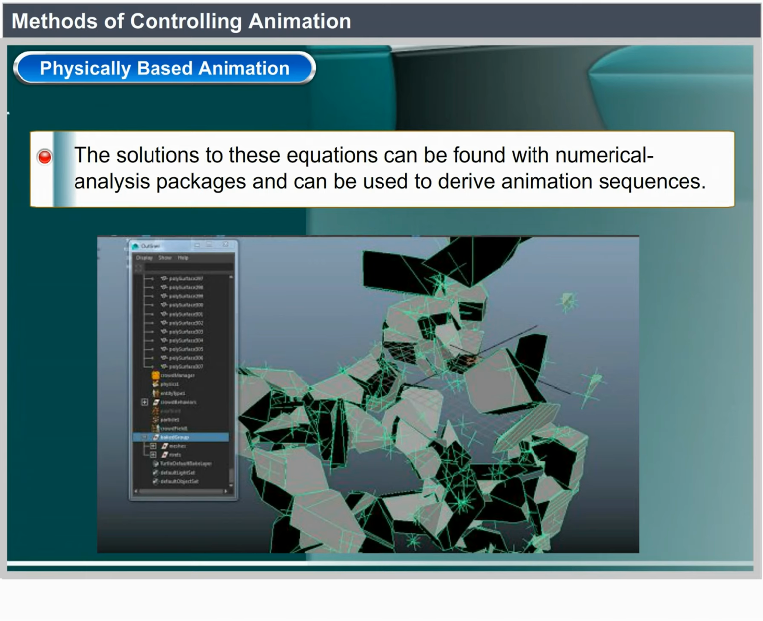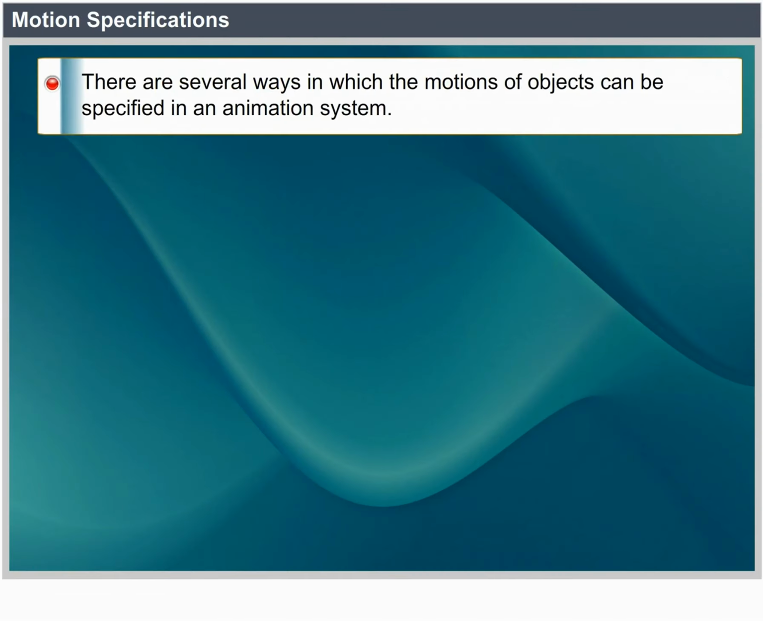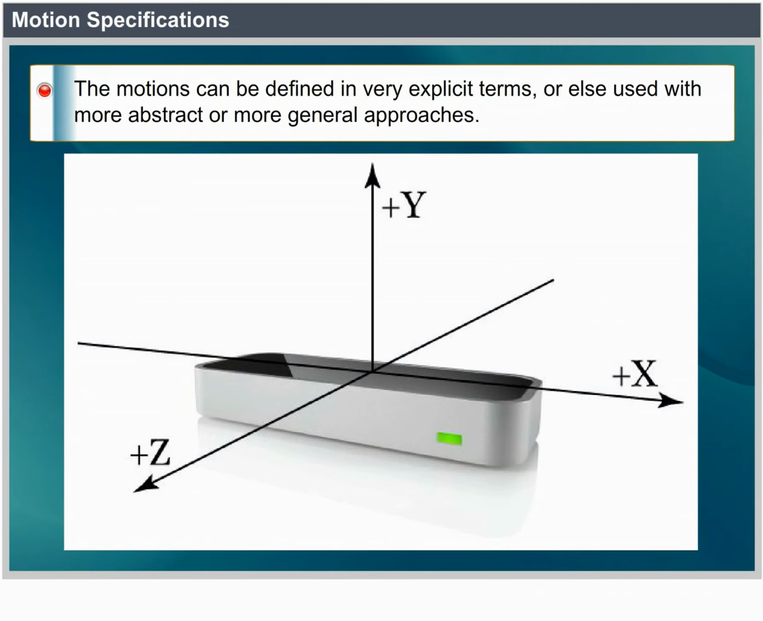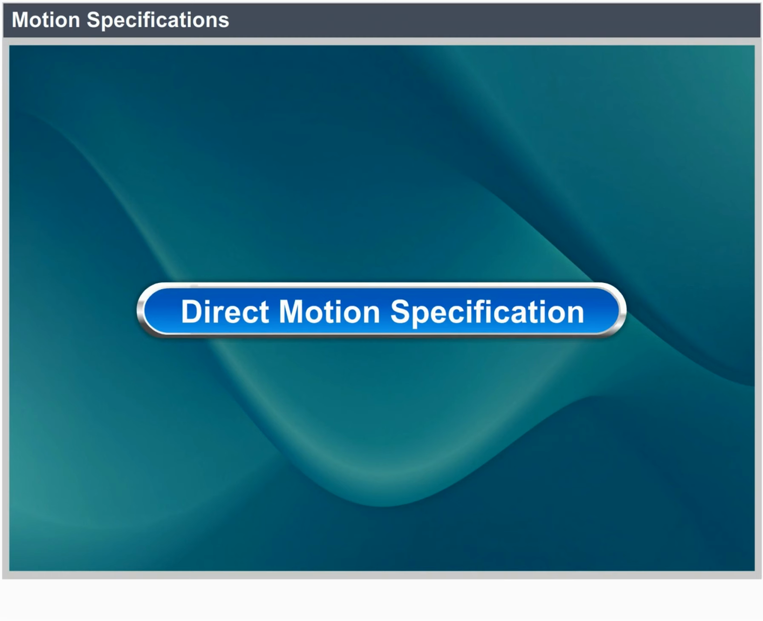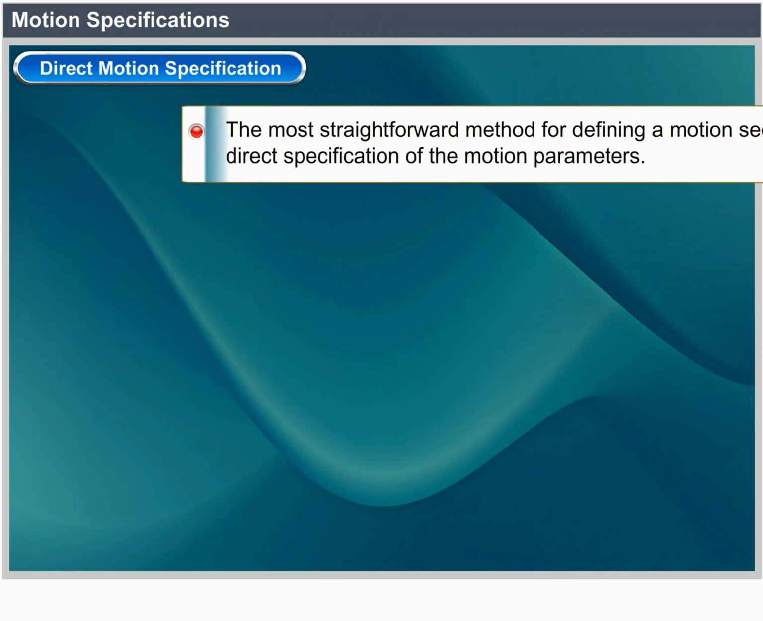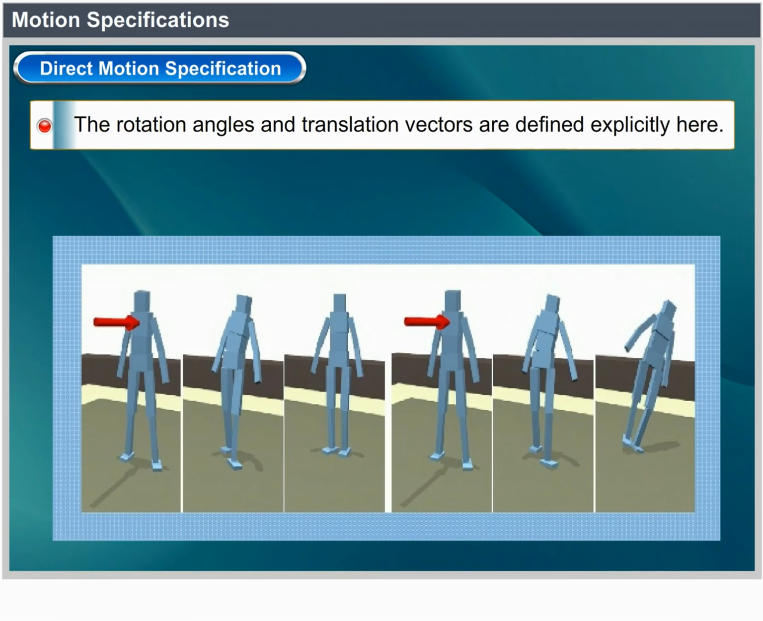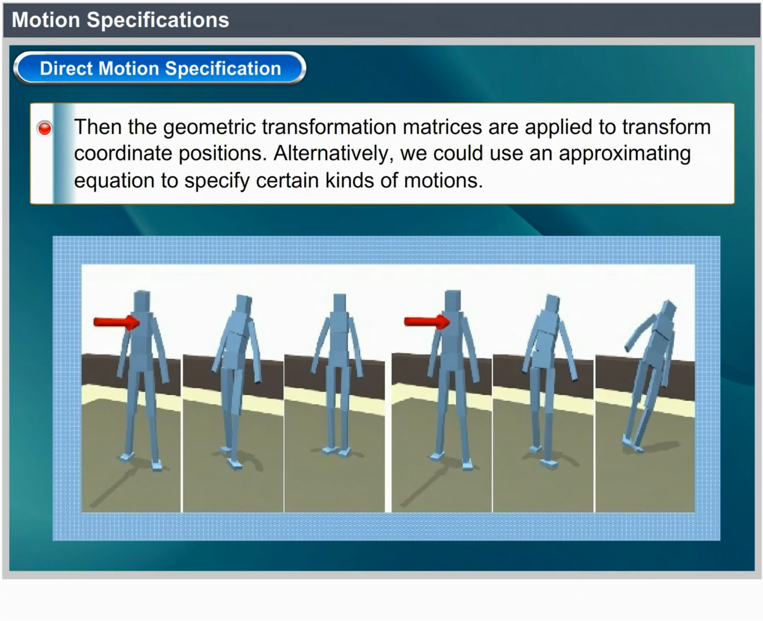Motion specifications. There are several ways in which the motions of objects can be specified in an animation system. We can define motions in very explicit terms, or we can use more abstract or more general approaches. Direct motion specification. The most straightforward method for defining a motion sequence is direct specification of the motion parameters. Here we explicitly give the rotation angles and translation vectors. Then the geometric transformation matrices are applied to transform coordinate positions.